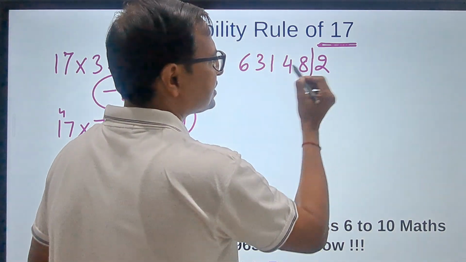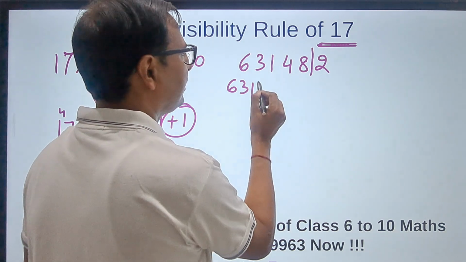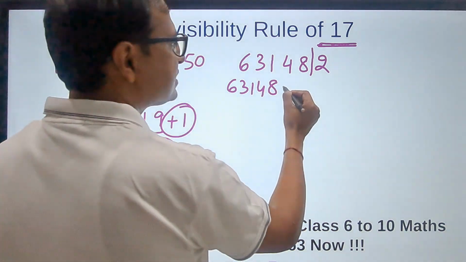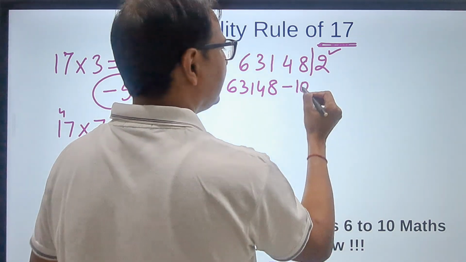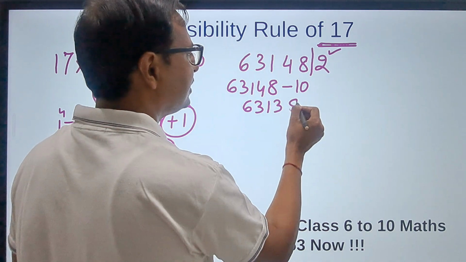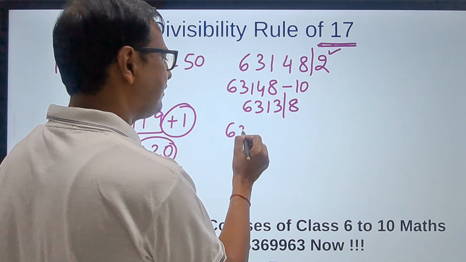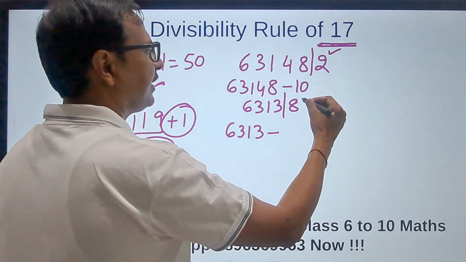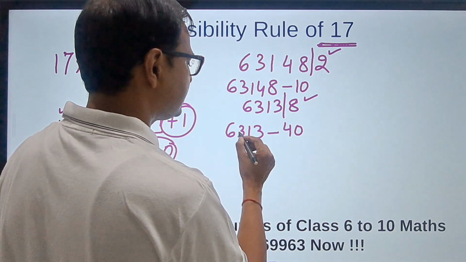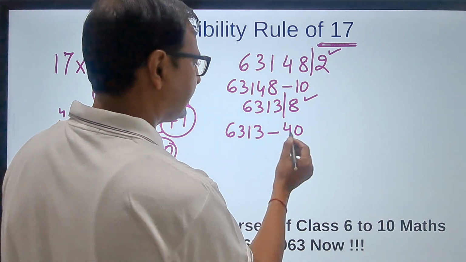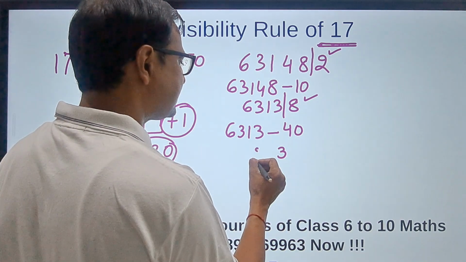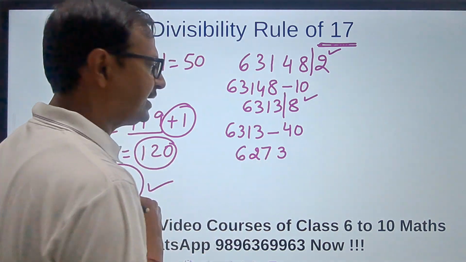So let's separate out the last digit. 6, 3, 1, 4, 8. The osculator is -5. So -5 times 2 is 10. And that gives me 6, 3, 1, 3, 8. Separate out the last digit. 6, 3, 1, 3 minus 5 times 8 is 40. So that gives me 6, 3, 1, 3 minus 40 will be like 3 minus 0 is 3. And then 31 minus 4 is 27 and then 6, right?